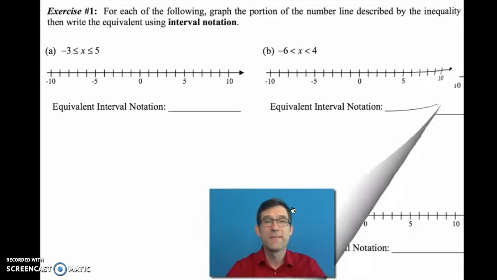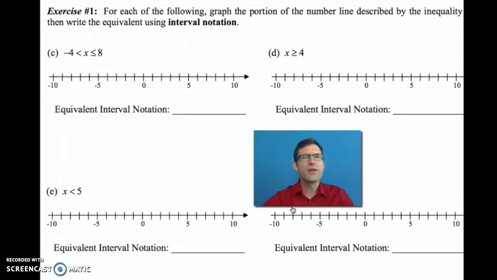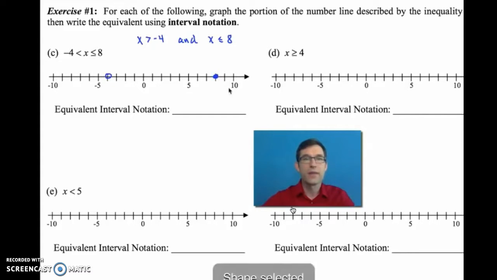Moving on. Let's take a look at one that's kind of mixed together. That's sort of helpful. This one says that x must be greater than -4 and x must be less than or equal to 8. So we're going to put a circle on the -4, we're going to fill in a dot on the 8, and then we're going to color in the number line in between the two.